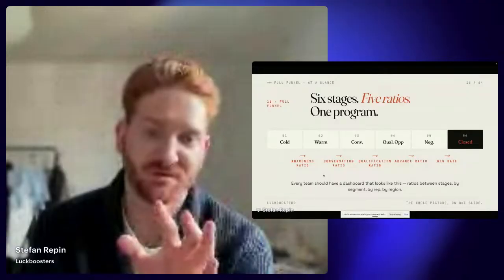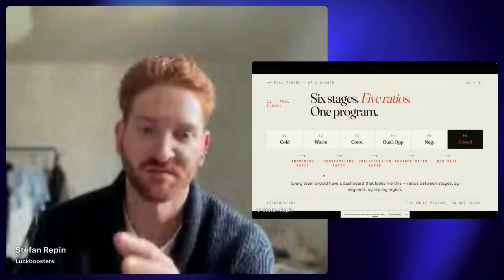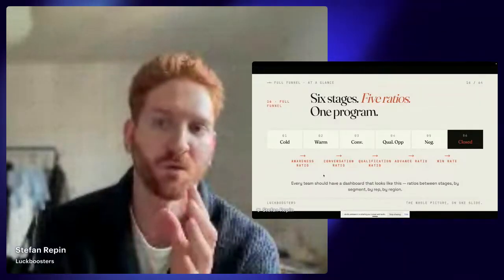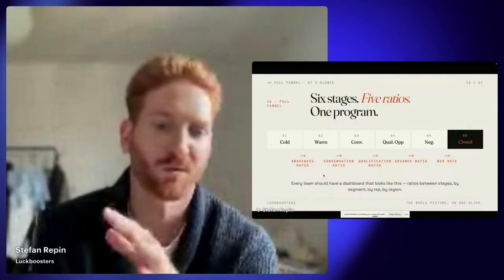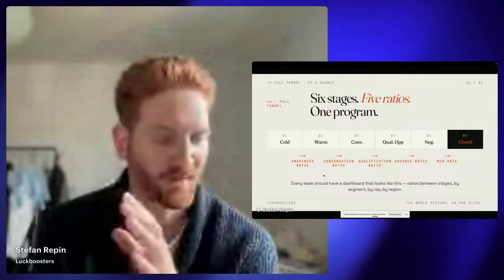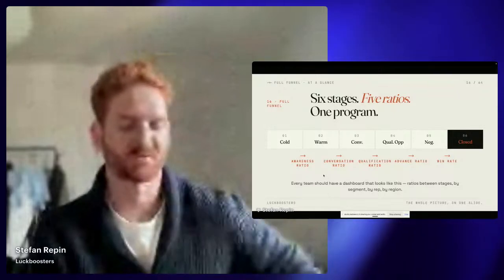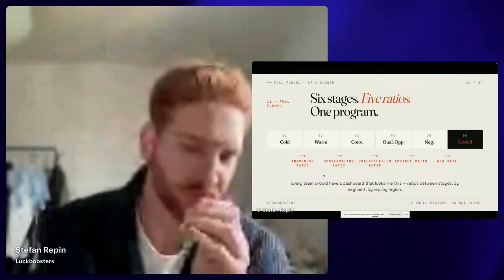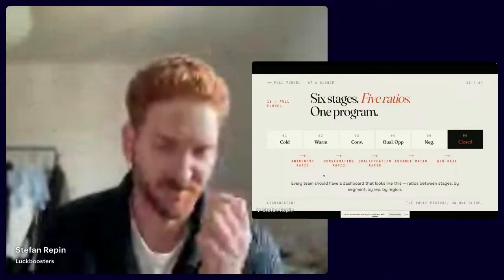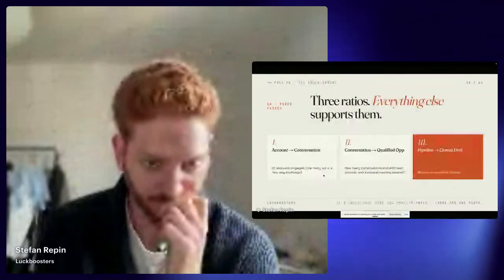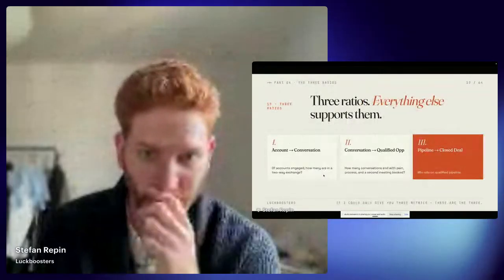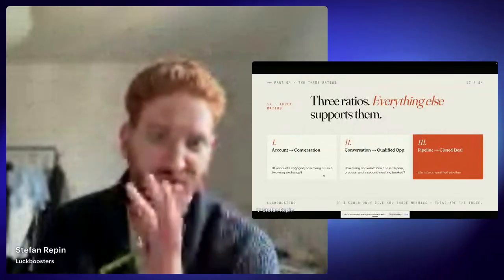Everything should have a dashboard that looks like this: ratios between stages, by segment, by rep, by region. This way, you know where you are at with these different stages, and what you can do in terms of marketing programs to improve the conversion from one stage to another. Three ratios, everything else supports them.